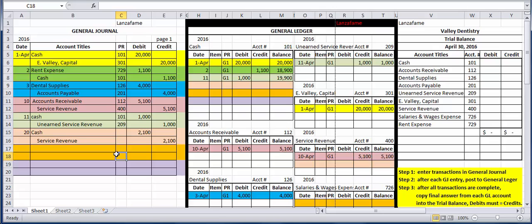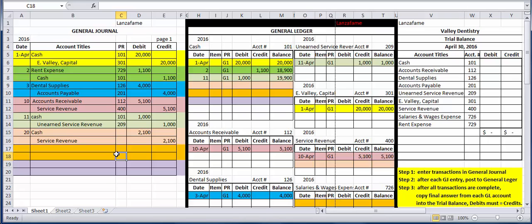So look at the difference between the 10th and the 20th. In both cases, we performed a service. The difference between the two is this time we got cash. The first time, we didn't get the money. We were waiting to receive the money. That's why we debited accounts receivable.